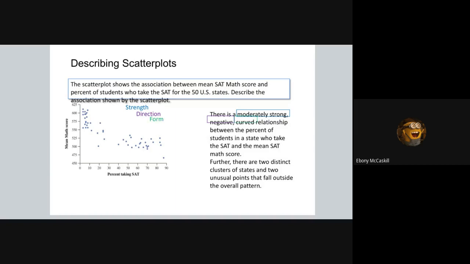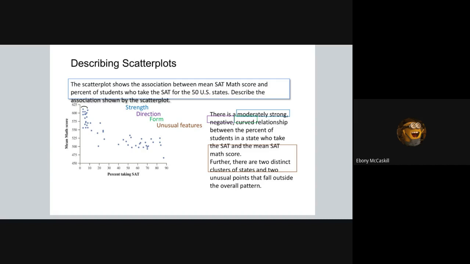It is curved. Curved is non-linear. So essentially in terms of form, is it a line or is it not a line? And lastly, the relationship between the percent of students in a state who take the SAT and the mean SAT score. There are two distinct clusters and two unusual points.